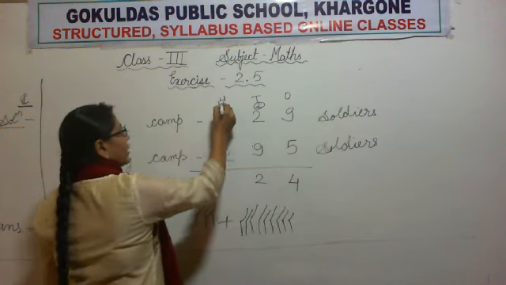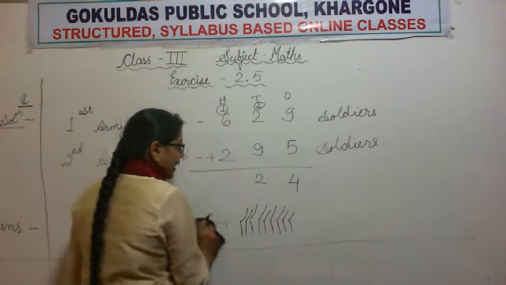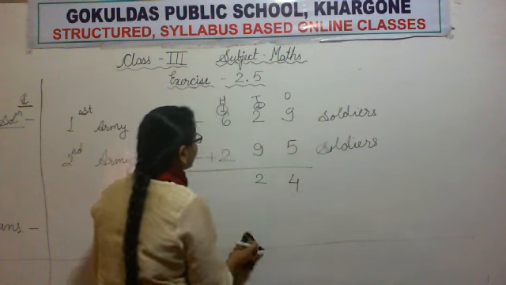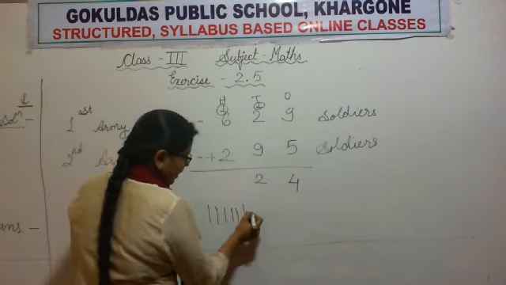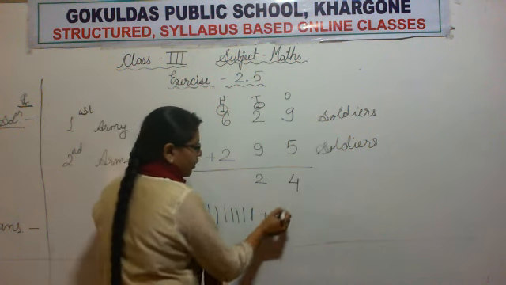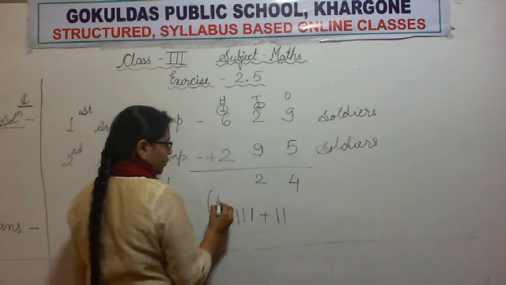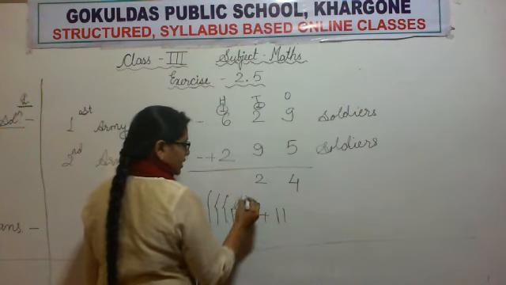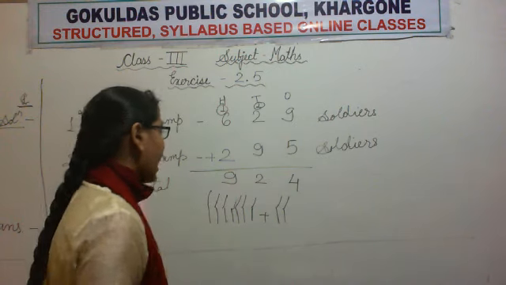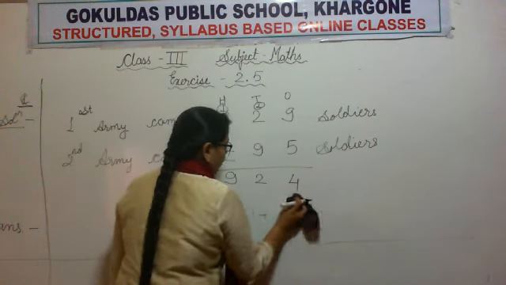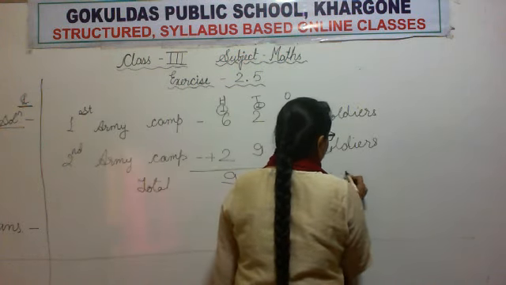So again we will do regrouping. Again 1 is there. Successor property. 1 plus 6 is 7. So we will draw 7 sticks. And 2 is there. So we will draw 2 sticks. Now let's count how many sticks. 1, 2, 3, 4, 5, 6, 7, 8 and 9. So we will write the number 9. So 924. 924 what? Soldiers. So we will write soldiers here also.